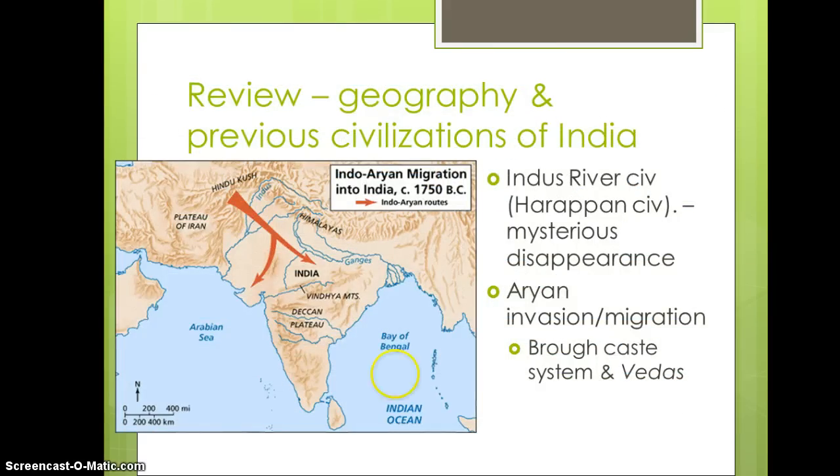We already reviewed some geography. The Indian subcontinent is cut off, isolated from the rest of Asia due to geographical barriers like the Himalaya Mountains and the Hindu Kush Mountains to the northwest.